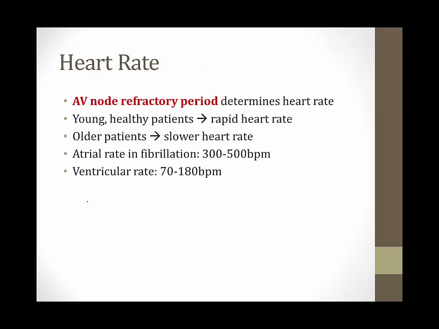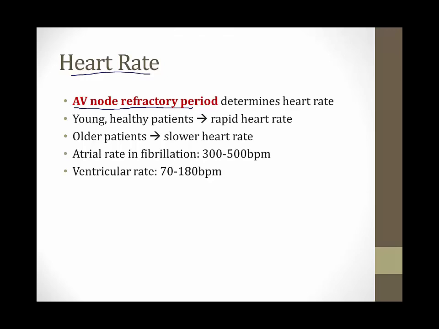Let's talk about some of the physiology of atrial fibrillation, and I'll begin with the heart rate. I told you that some patients who have AFib have a normal heart rate less than 100 beats per minute. Other patients with atrial fibrillation are tachycardic. They can have heart rates as high as 150 or 180 beats per minute. What determines the heart rate in AFib is the AV node refractory period.